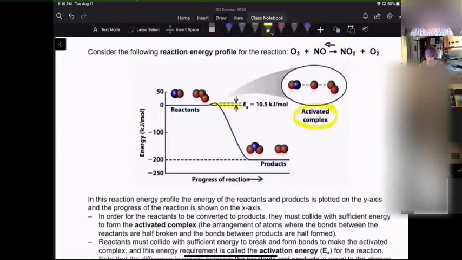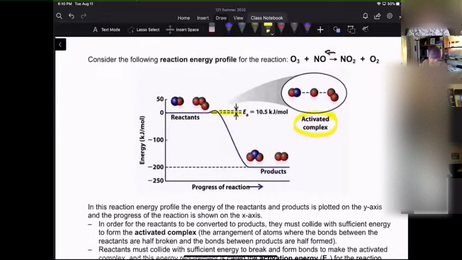If we think about going in the back direction though, if the products are going to go back this direction, that has a much higher barrier, a bigger hill to climb. So it's going to be a lot slower. It's going to take more time for that to happen.